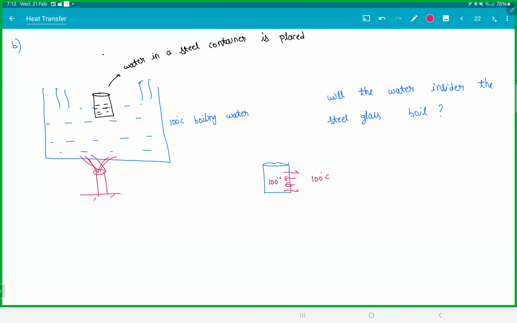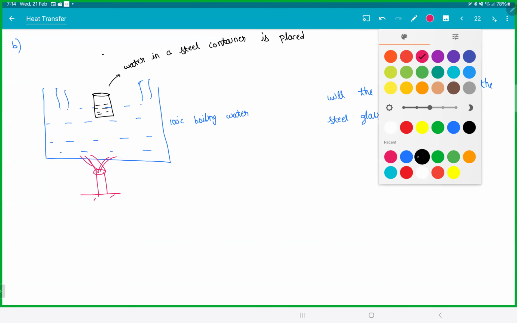Are you getting my point? The moment the temperature of the water inside the glass becomes 100, conduction will stop. And if there's no conduction, where are you getting the extra heat to boil the water? Is that making sense? The water will never boil. So the answer is no.